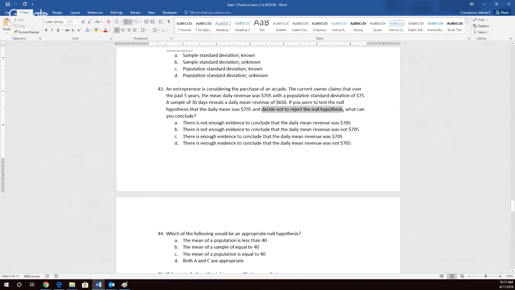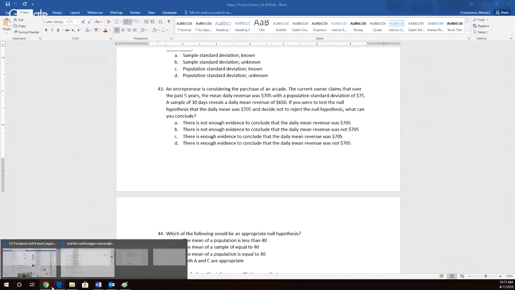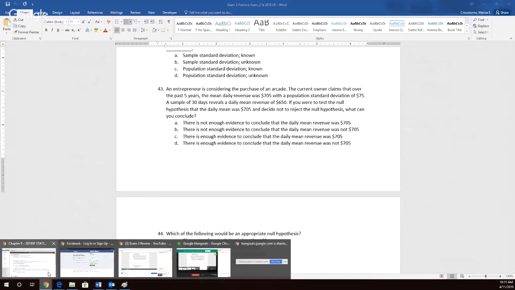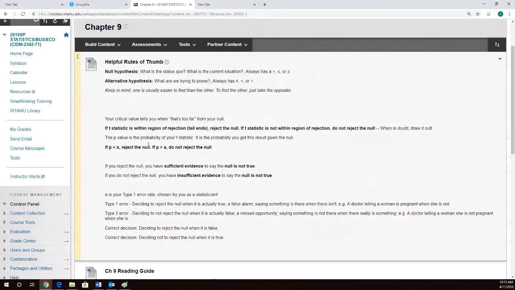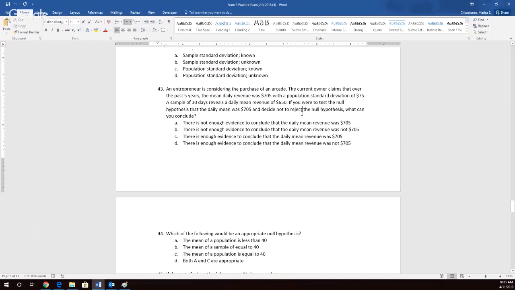We're deciding not to reject the null hypothesis. We can go back to our rules of thumb. If we are not rejecting the null, that means we have insufficient evidence to say that the null is not true. So you want to look at the ones that say we don't have enough evidence. So A says there's not enough evidence, and B says there's not enough evidence. C and D say that there is enough evidence.